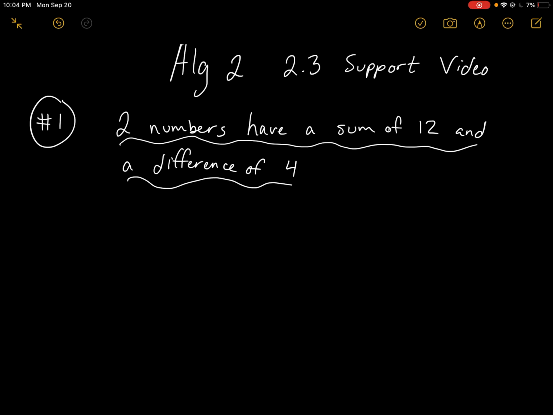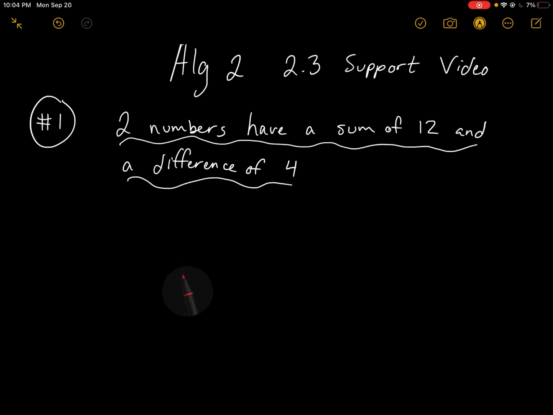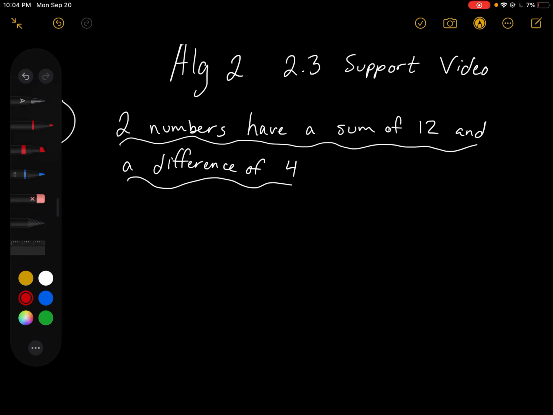The big point of emphasis today is doing some annotation, carefully reading through the question, and making sure you are writing down everything that you need to know so you don't miss anything. So here it looks like we're solving for two numbers, and they give us two pieces of information. Number one, a sum of 12, and number two, a difference of 4.